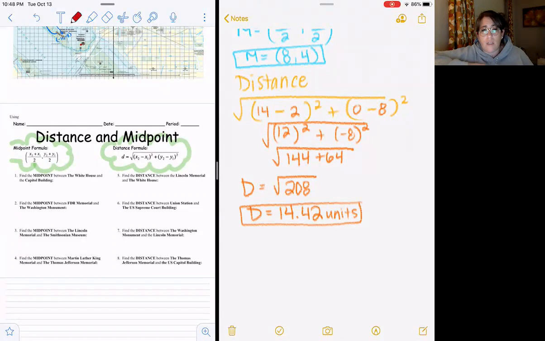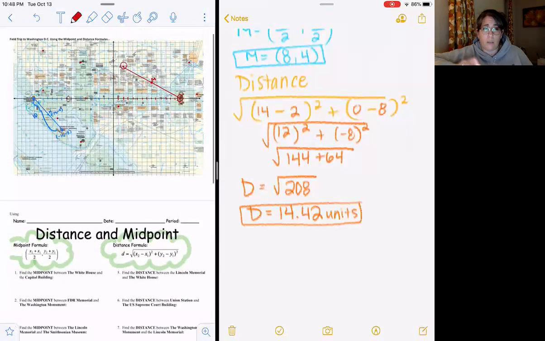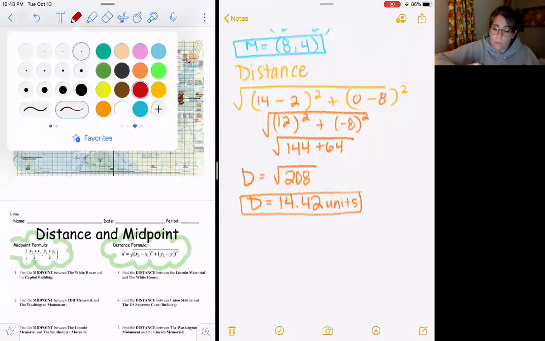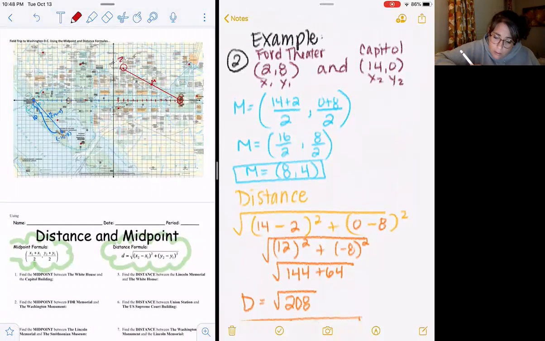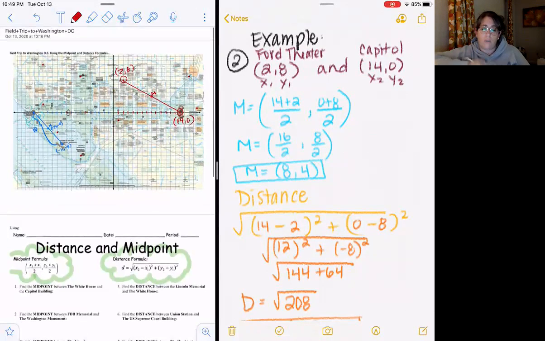And you just have to find them on the map and then figure out what their points are. The points are the most important part. You have to know that this is 2.8. The Ford Theater is at 2.8, and the Capitol Building is at 14.0. That's how I got those values. You're counting it based on the grid that I wrote. Obviously, it's not longitude and latitude. It's just the grid that I made.